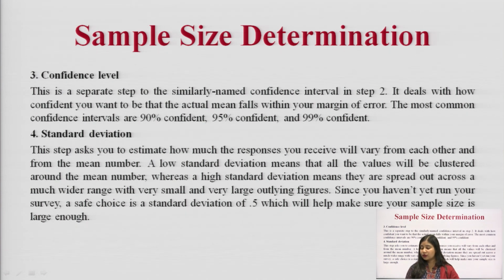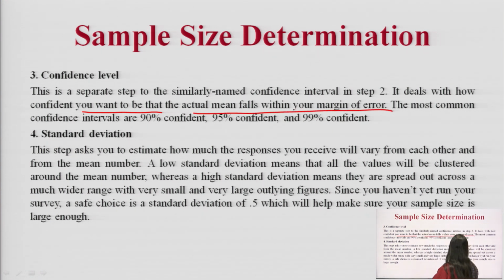Then there is the confidence level, a separate step with a similar name to the confidence interval in step 2, but it deals with how confident you want to be that the actual mean falls within your margin of error. The most common confidence levels are 90%, 95% or 99%, meaning 95% or 99% of your results will be correct. This shows how confident you are, meaning whatever result we have obtained is 99% true.